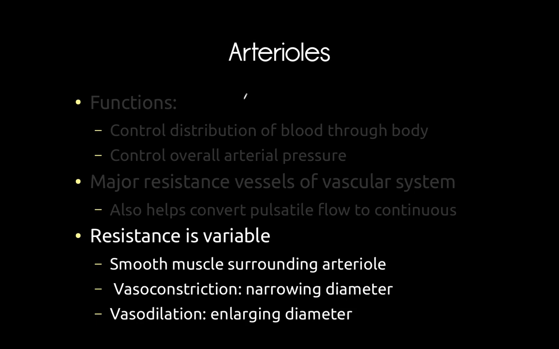And so the reason for this is that we have smooth muscle that is surrounding these arterioles that can contract or relax and change the diameter of these arterioles to change the resistance. And so if we have narrowing of these arterioles, we call that vasoconstriction. And if we have enlarging of the diameter of these arterioles, we call that vasodilation.